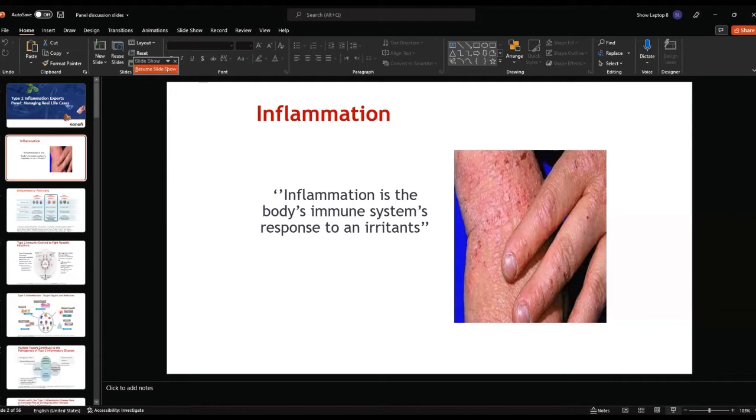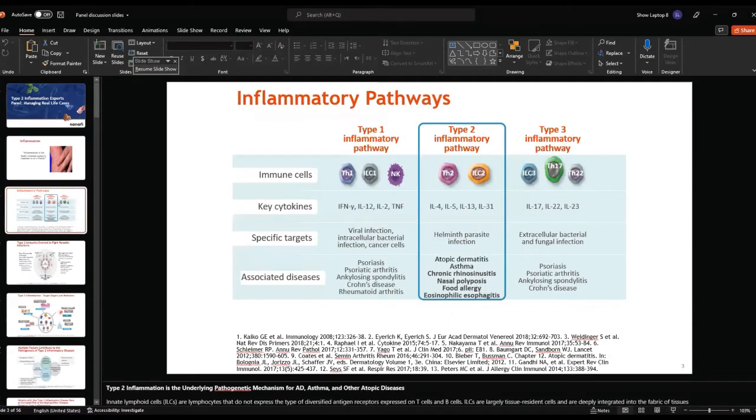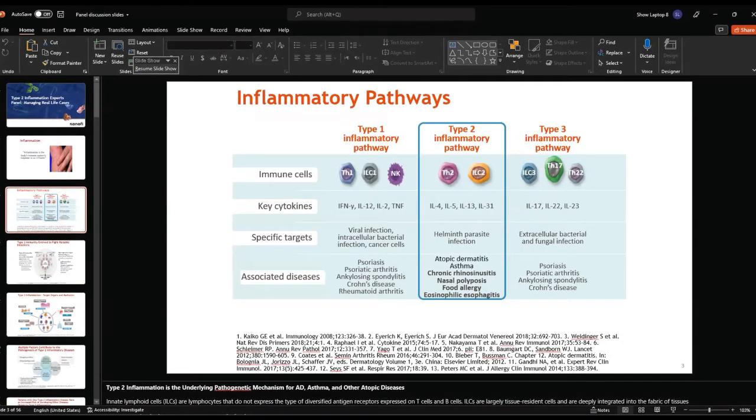I'm not going to bore you with a lot of detail, because I think you've heard enough about type 2 inflammatory pathways and the cytokines involved. But just to mention that this pathway is really involved in the main atopic disorders, including atopic dermatitis, asthma, rhinosinusitis, nasal polyposis, food allergy, and eosinophilic gut disease.